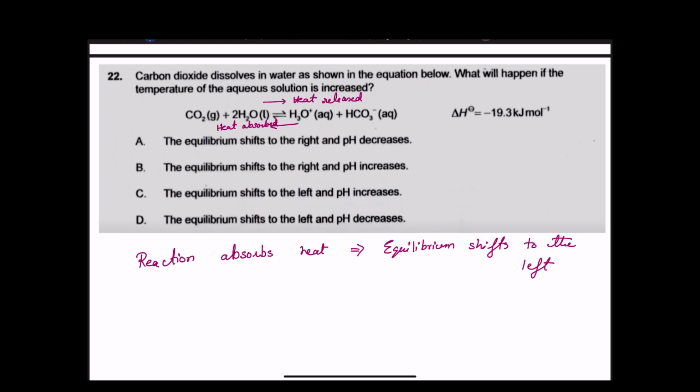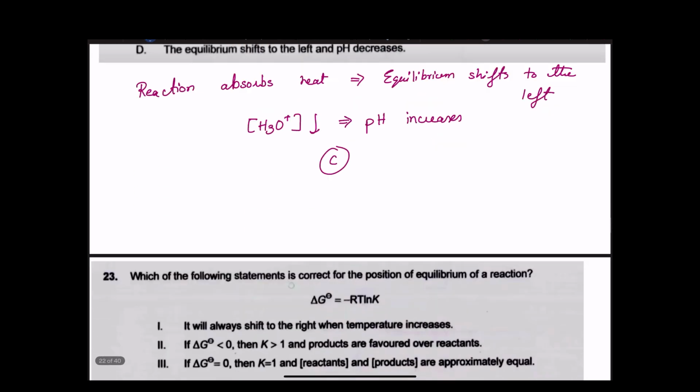If the equilibrium shifts to the left, I can eliminate option A, I can eliminate option B. Now, as the equilibrium shifts to the left, the H3O plus concentration decreases, because it's on the right, so H3O plus gets consumed. As this concentration decreases, basically I can say pH increases. So answer would be option C. Moving on to the next part.